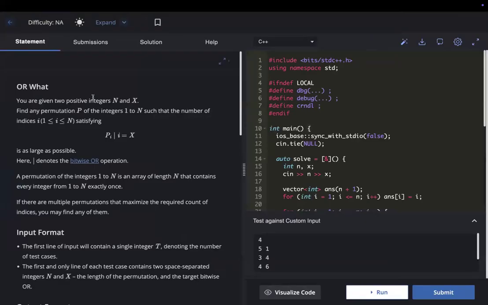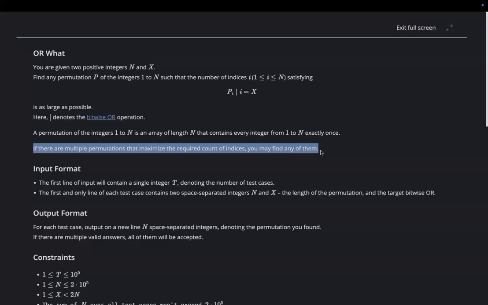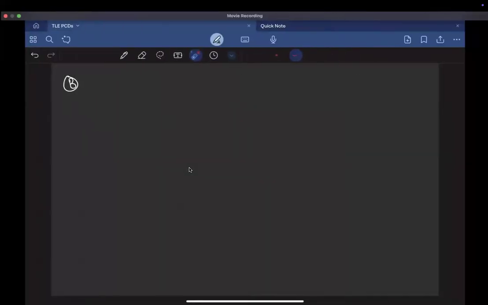The second problem, named Forward, says that we are given two positive integers n and x. We have to find any permutation p of the integers from 1 to n such that the number of indices i satisfying p_i bitwise OR i equal to x is as large as possible. If multiple permutations satisfy the answer, you can return any one of them.